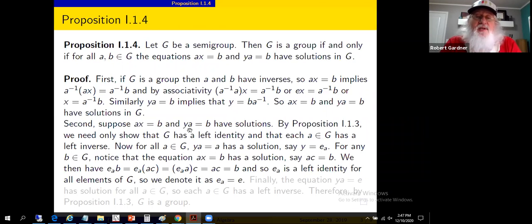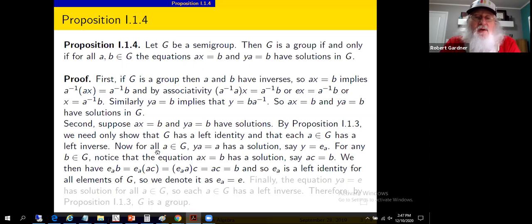Suppose AX equals B and YA equals B have solutions. Now we want to show G is a group. We're working under the assumption that G is nothing other than a semigroup. Proposition 1.1.3 says we only need to deal with left identities and left inverses. So we're going to show the existence of left identity and left inverse. From that, it will follow that the semigroup must in fact be a group. So this is where proposition 1.1.3 is useful.